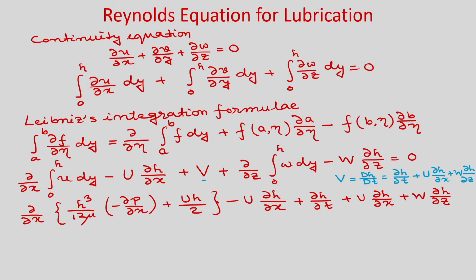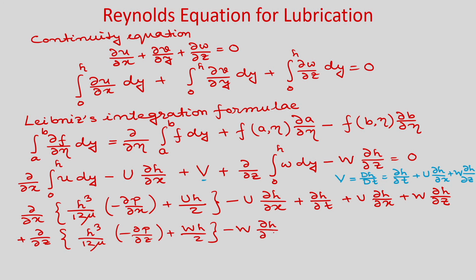We have already evaluated the volume flow rate. So, we can write plus del by del z of h cube by 12 mu times minus del p by del z plus w h by 2, and we have minus w del h by del z is equal to 0. Now, you can see these terms will get cancelled. So, minus u del h by del x and plus u del h by del x cancel, and plus w del h by del z and minus w del h by del z cancel.